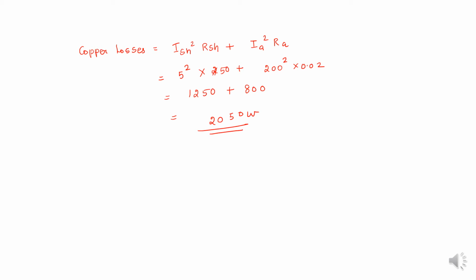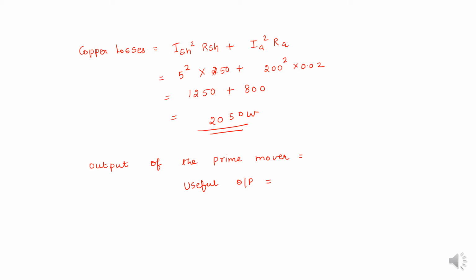And next, what is the question? Output of the prime mover. So output of the prime mover means the overall mechanical output of the prime mover. Okay. So first of all you have to find out the useful output power. What is the useful output power? Useful output is the output obtained at the terminal point, that is the load point. Output obtained in the load.